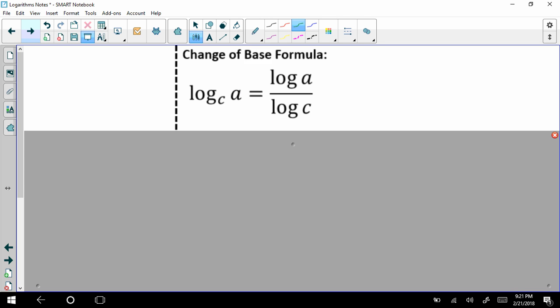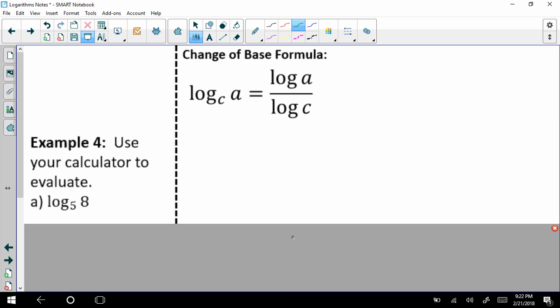Now, the only reason you would need to use the change of base formula is if your calculator doesn't have the log base function. So if you had to evaluate log base c of a, well then in your calculator you would use your regular log button of a, whatever that number is, divided by your regular log button of c, whatever that number is. Now again, you only have to do this if you don't have the log base function on your calculator.